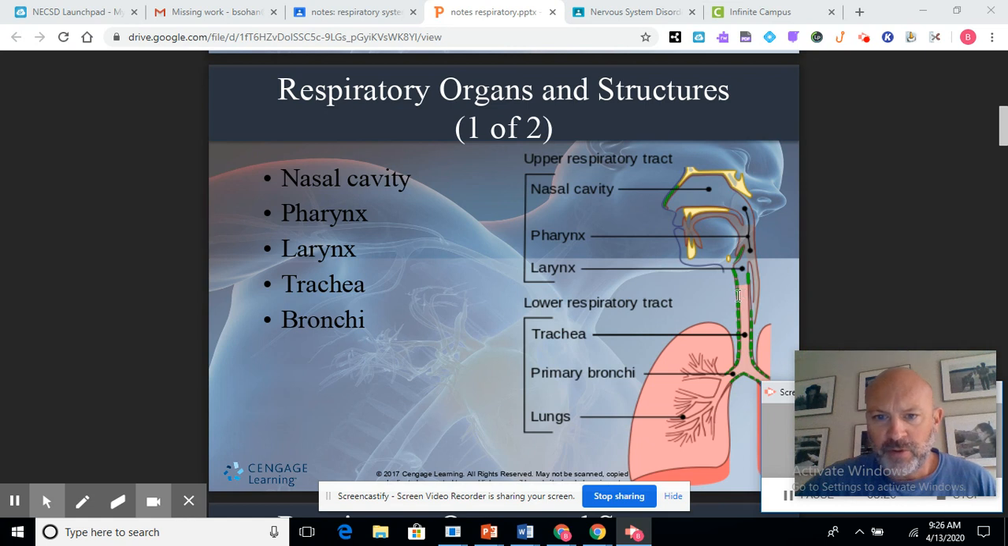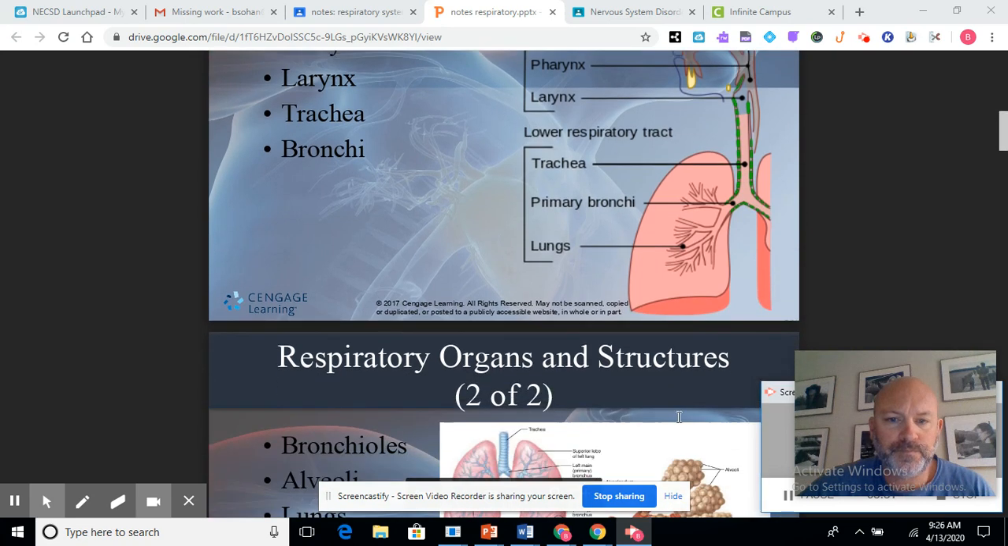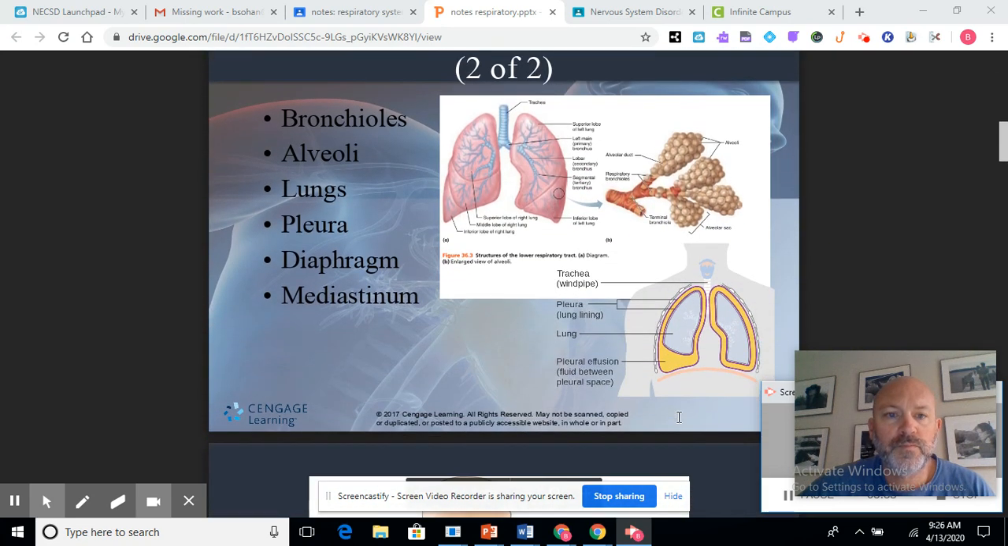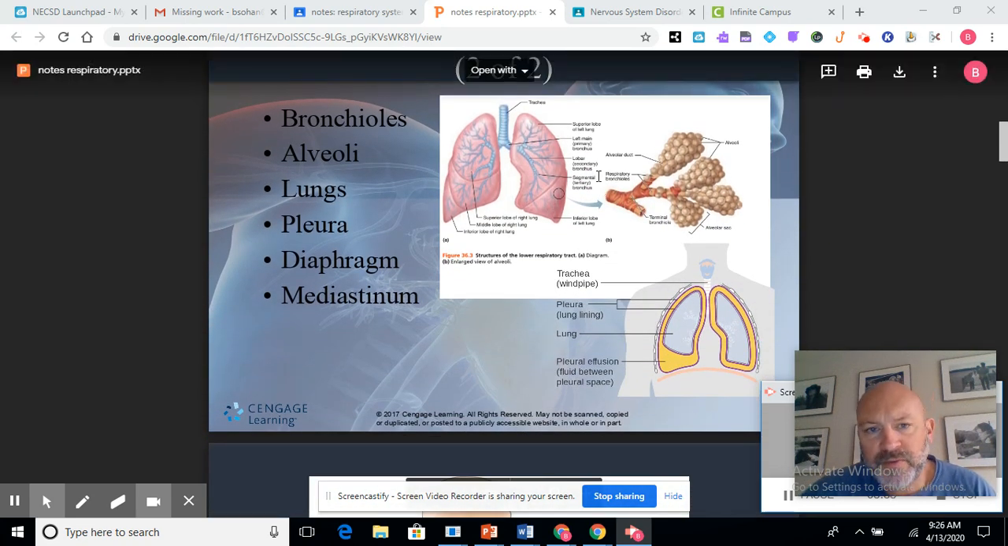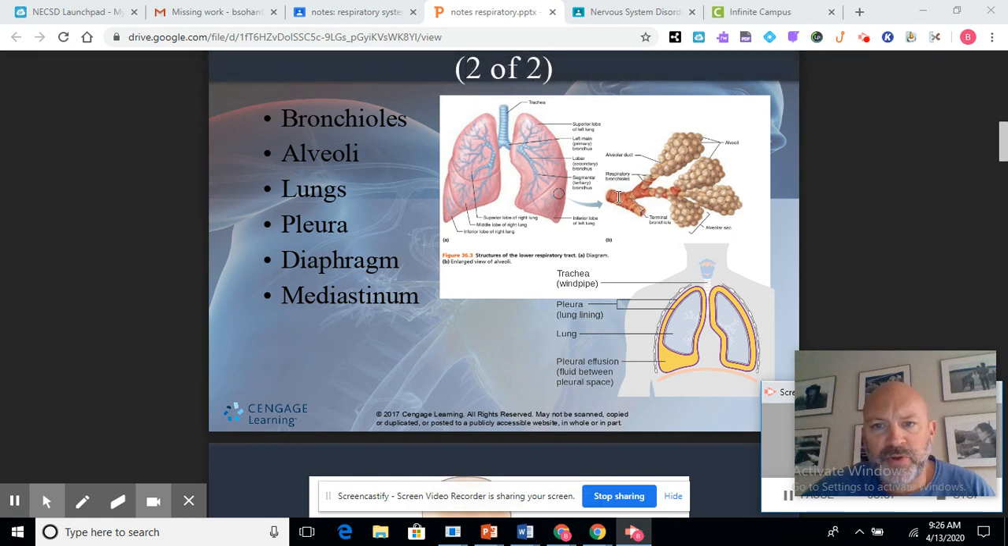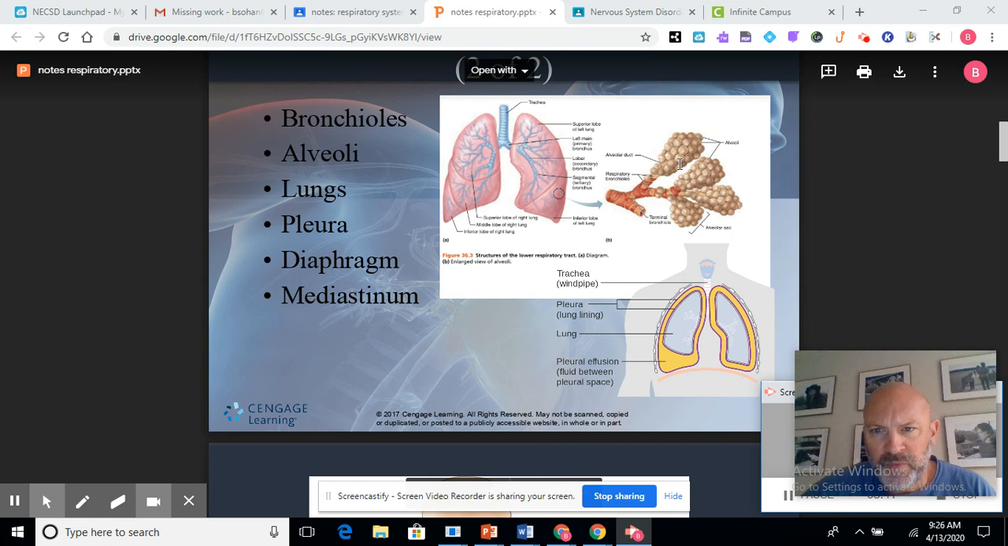From there, we enter the lower respiratory tract, beginning with the trachea, the bronchi, and then the bronchioles that extend deep into the lungs. The bronchioles, of course, divide over and over again into smaller and smaller bronchioles, and then they all usually end with these grape-like sac-looking structures, which are the alveoli. All right.